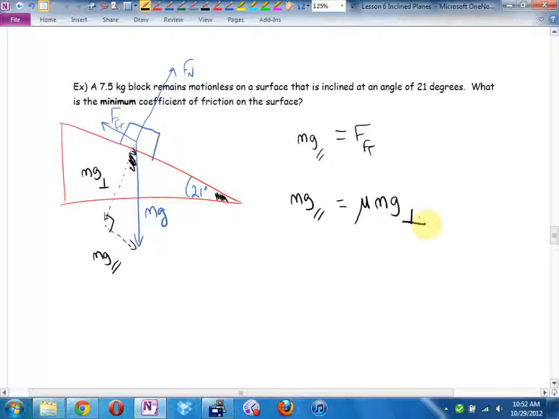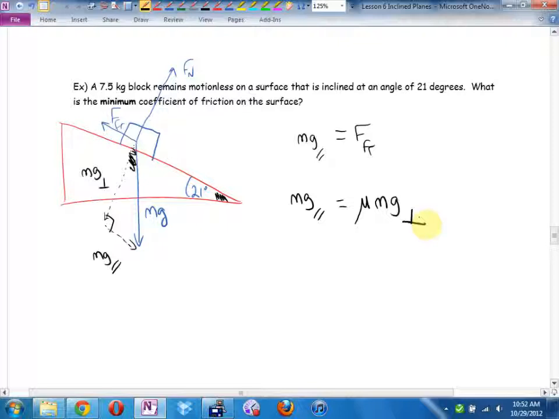I didn't need to tell you how heavy this block was. If they hadn't given me a mass and I was a little nervous, I would have let the mass be 2 kilograms just to play it safe, but I probably would have found that it would have canceled along the way. Let's do the parallel, the left-hand side first.